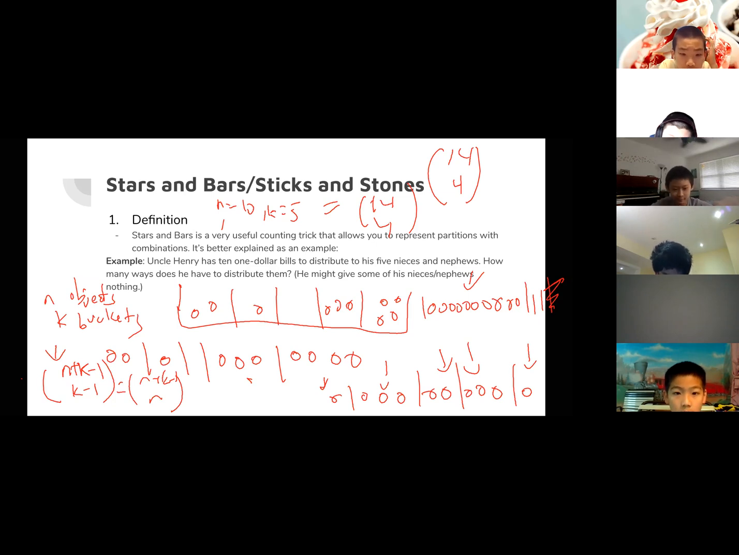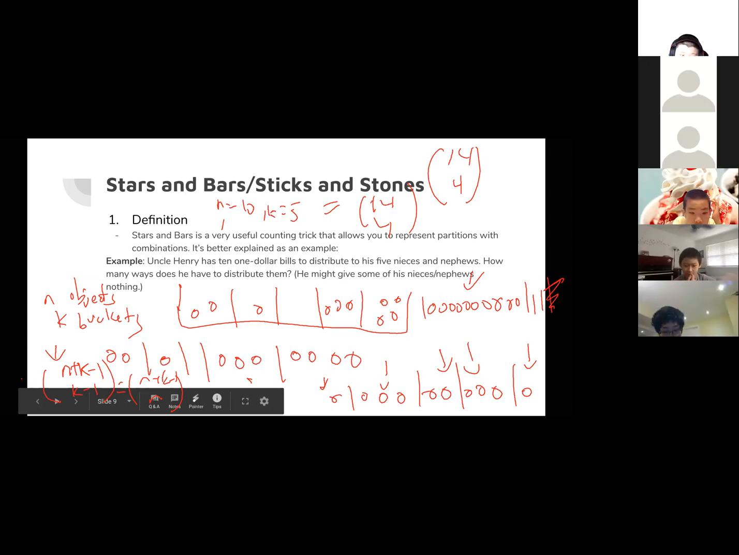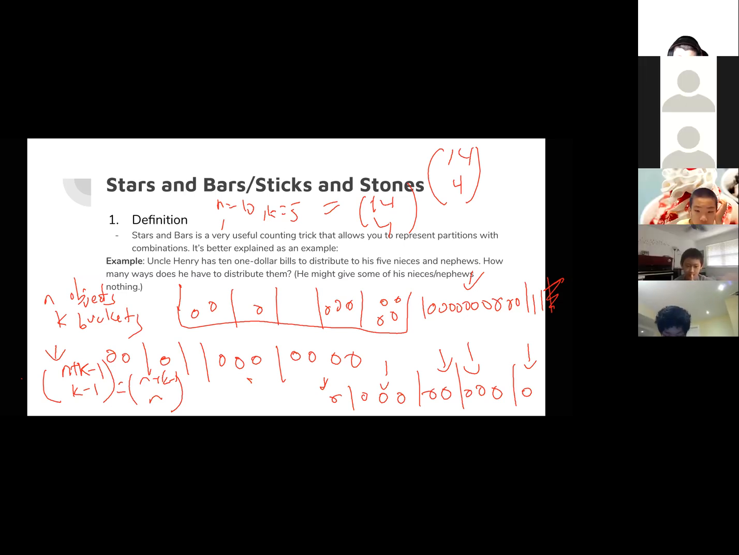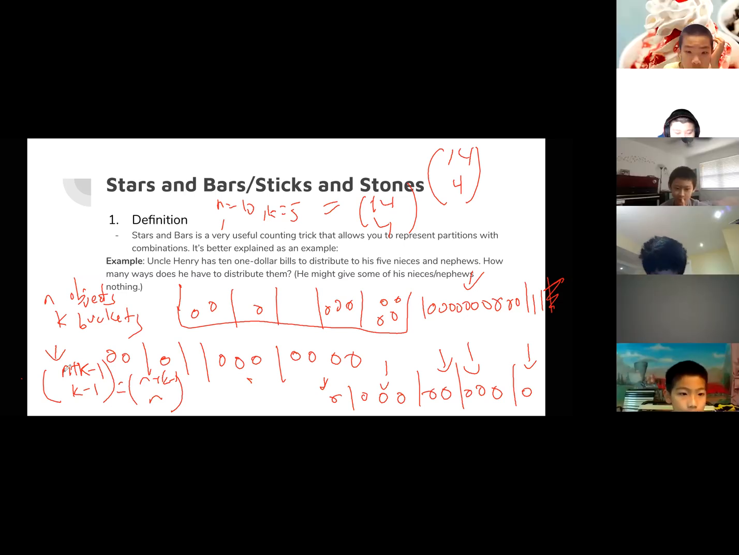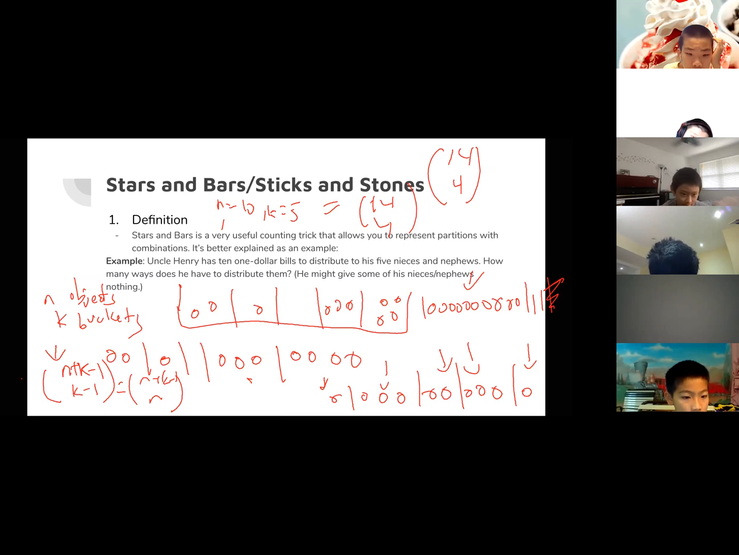For this one specifically, it is still helpful for you to remember how it works in case you forget. But this one is useful to memorize, just like the concept in general. But now we're going to talk about some variations of the stars and bars concept.